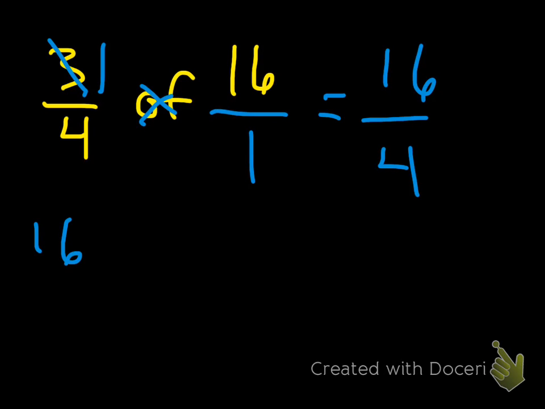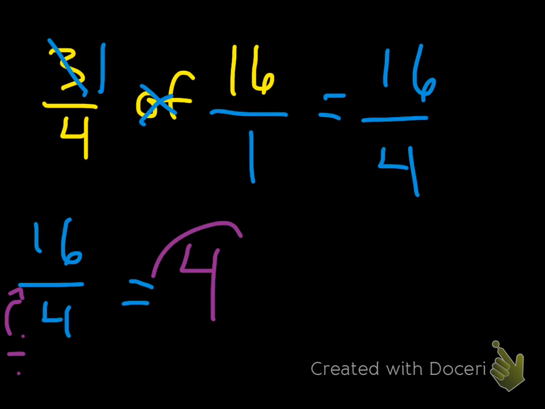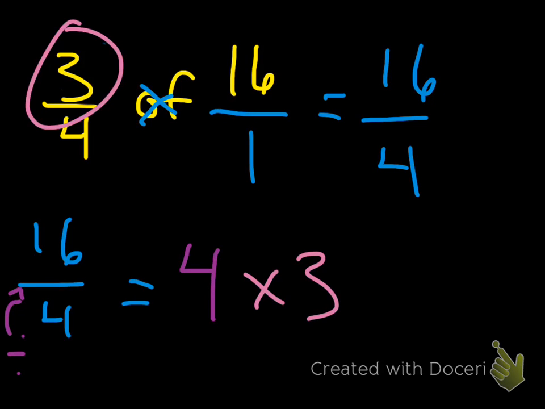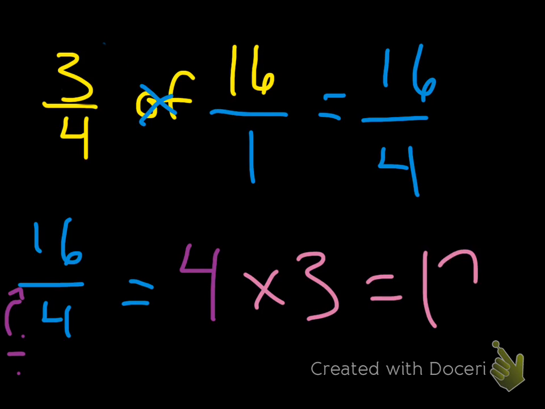Okay, the next step is to turn that into a whole number. Remember, 16 divided by 4 is 4. Okay, now this whole number 4 is equal to 1/4 of 16. But if we remember up here, we're trying to find 3/4. So if 1/4 of 16 equals 4, in order to find 3/4, all we have to do is multiply our answer by the numerator, times 3. So our answer to 3/4 of 16 is 12.